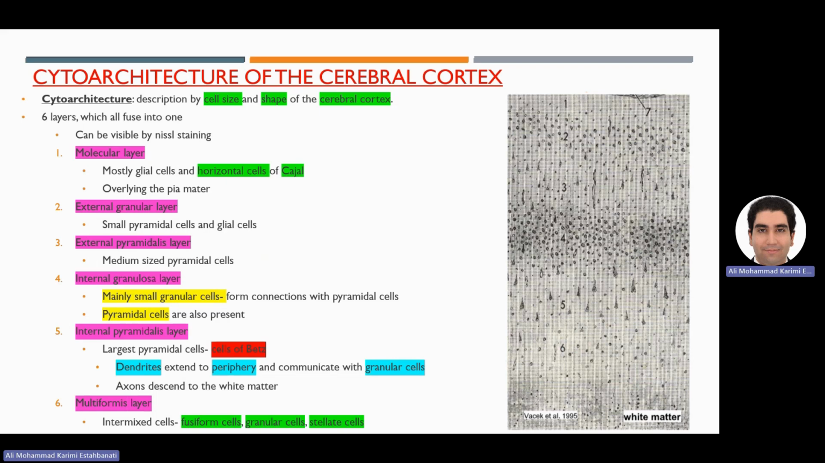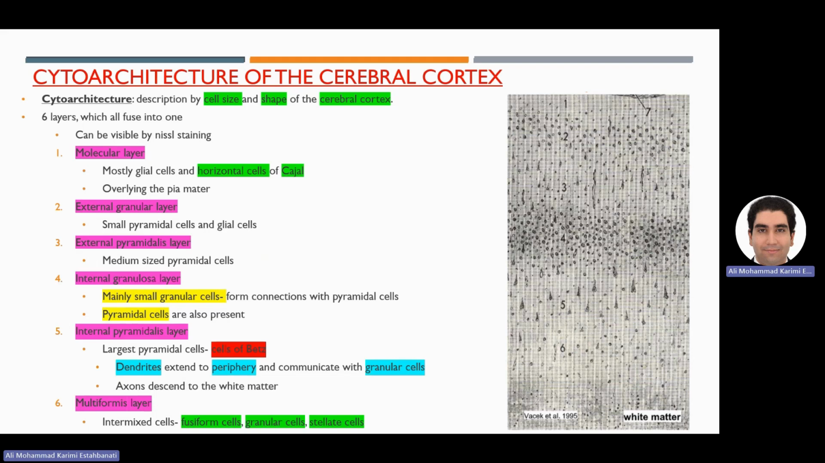And then the multiformis layer. Now, the molecular layer, the most important cell you need to know about is the horizontal cells of Cajal. And it is overlying the pia mater. And we will have the external granular layer. By the name, you guys can understand there will be some pyramidal cells, very small ones, and then there will be the external pyramidal layer.